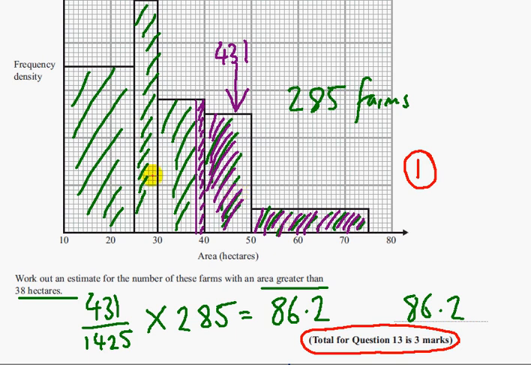The second mark is a method mark, finding a proportion and timesing it by 285 farms. And the third mark comes from an answer of 86 or 87. And that's it for 3 marks.